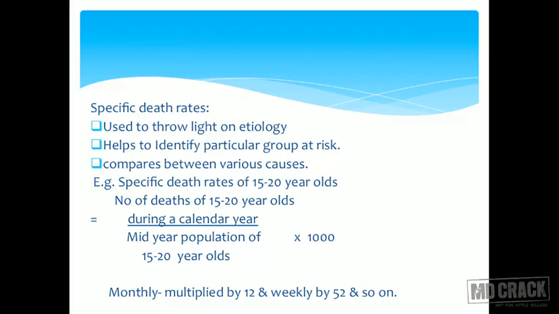Okay, refine the denominator. If there is a specification in the numerator, you have to have that specification in the denominator. In our example, we will say deaths during a calendar year for females divided by median population of females in that year multiplied by 1000. So that is a refined denominator, and that is an accurate answer.